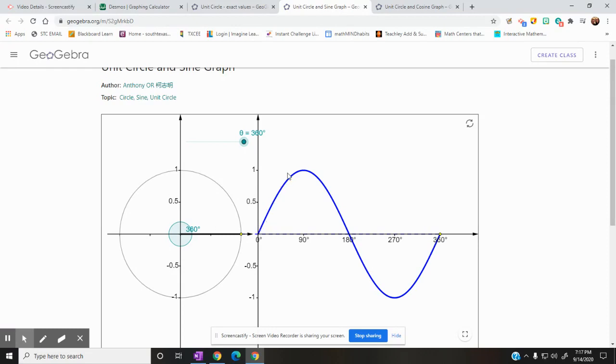This is the flow of the sine function. Starts at zero. A sine of 90 is always going to equal 1. A sine of 270 is always going to equal negative 1. A sine of 180 is 0, right? And so on and so forth, okay?